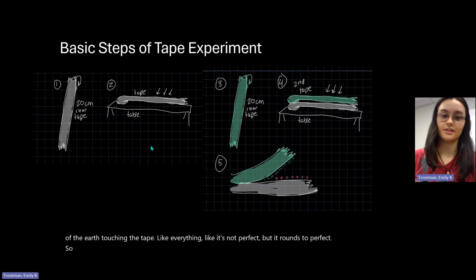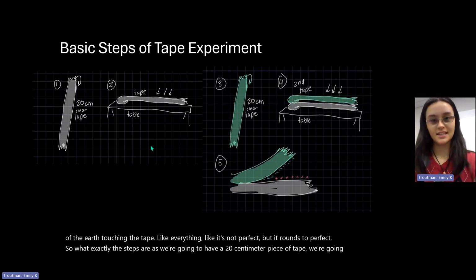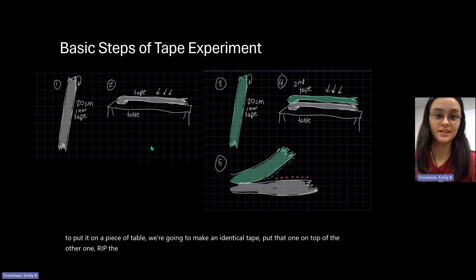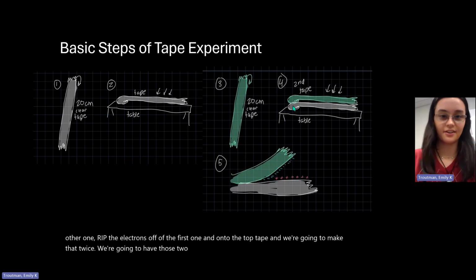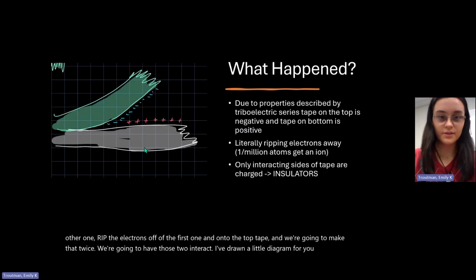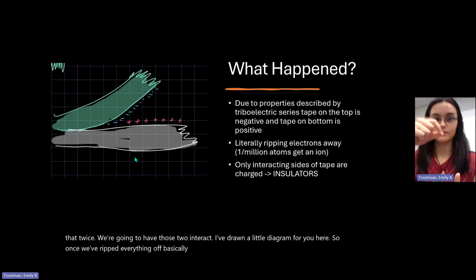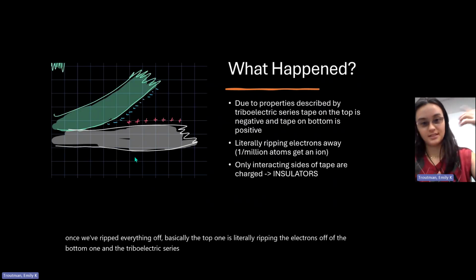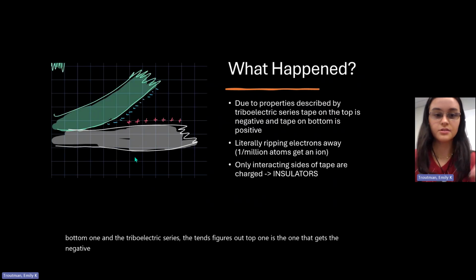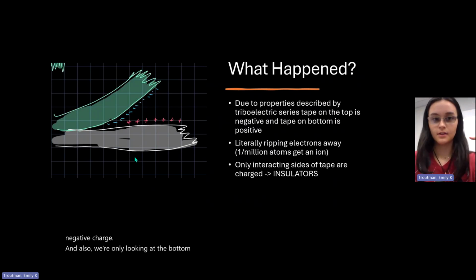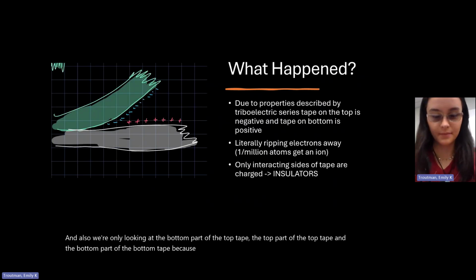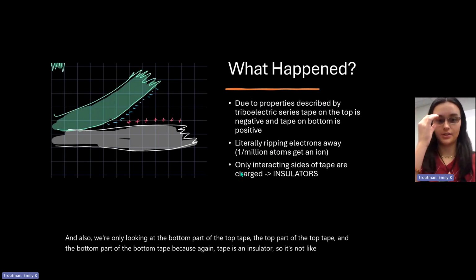So what exactly are the steps? We're going to have a 20 centimeter piece of tape and put it on a piece of table. We're going to make an identical tape, put that one on top of the other one, and rip the electrons off of the first one and onto the top tape. We're going to make that twice, and we're going to have those two interact. I've drawn a little diagram for you here. Once we've ripped everything off, the top one is literally ripping the electrons off of the bottom one, and the triboelectric series figures out that the top one is the one that gets the negative charge. Also, we're only looking at the bottom part of the top tape, the top part of the top tape and the bottom part of the bottom tape, because again, tape is an insulator, so the charge isn't distributing throughout the whole tape.